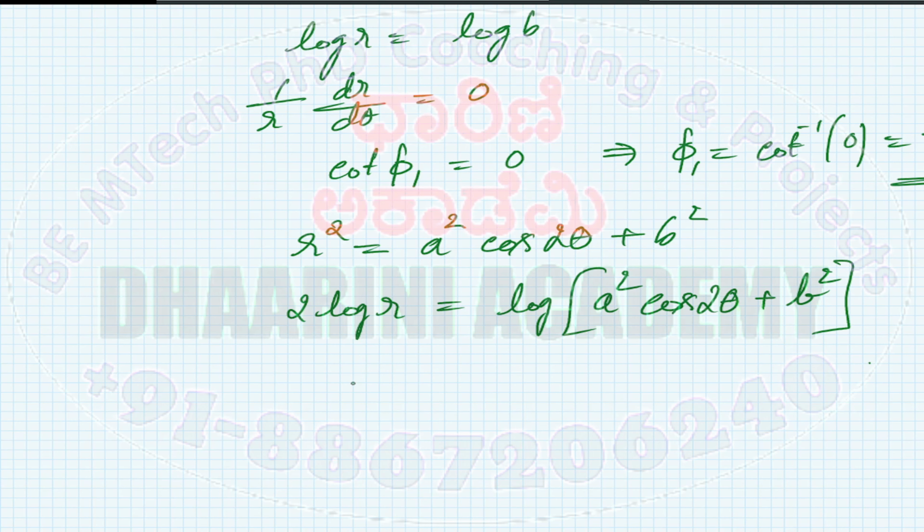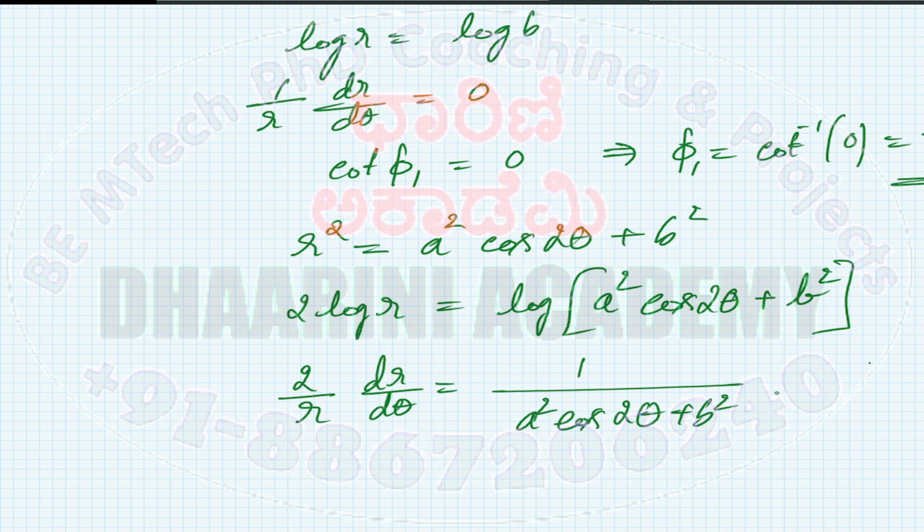Now next step, we know that we have to differentiate. So this is 2 into 1 by r into dr by d theta should be equal to, we'll write 1 divided by a square cos 2 theta plus b square, multiply this with the differentiation of the denominator, which is nothing but there is a square which is constant. I'll write this as it is, a square cos 2 theta differentiation is minus 2 times sine 2 theta.